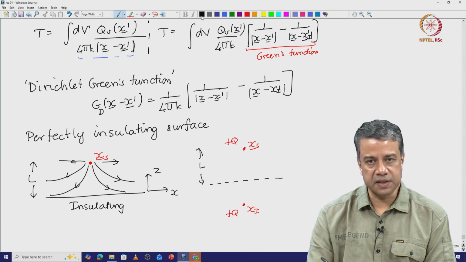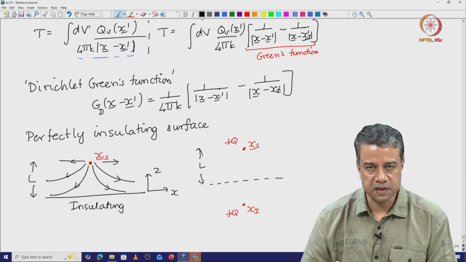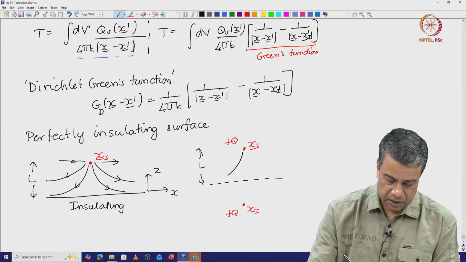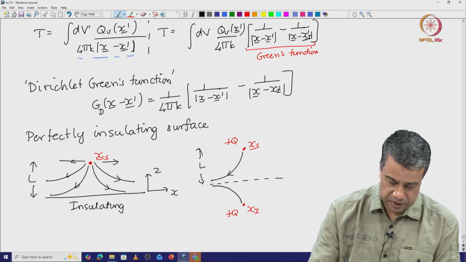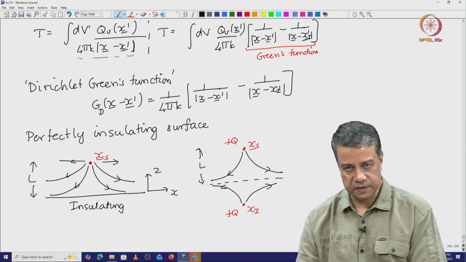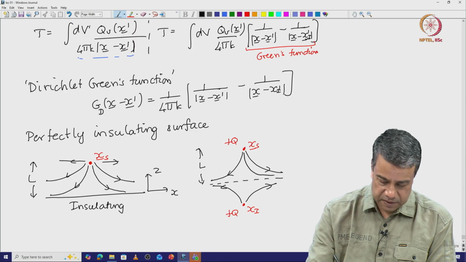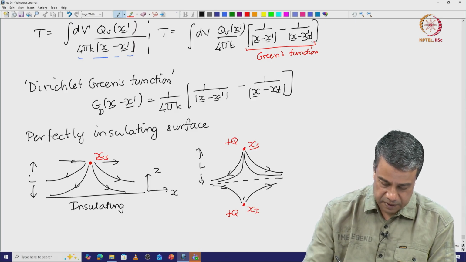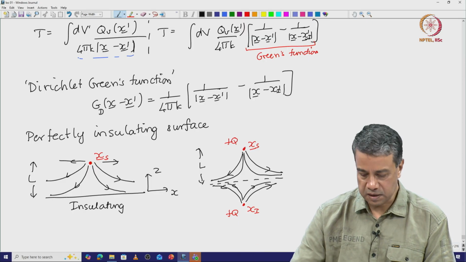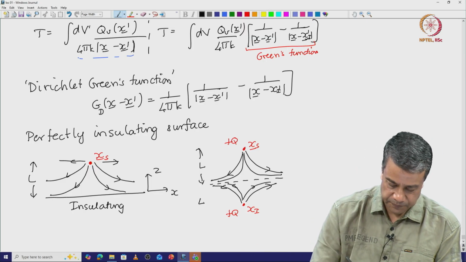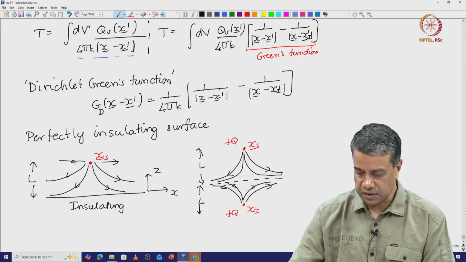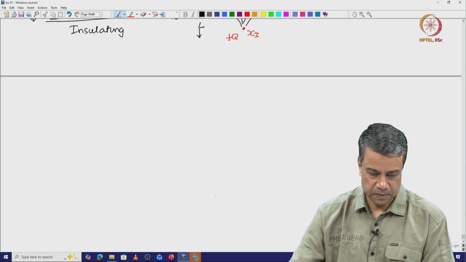And if you have this configuration, you can easily see that since the heat flux lines are outward from each source, at the plane of symmetry, the heat flux lines have to go parallel to the surface. And this basically satisfies the boundary condition at the surface. The fact that there is no net flux at the surface is satisfied by putting a source at a distance L below the surface. So, for a perfectly conducting surface, you put a sink, and for a perfectly insulating surface, you put a source at a distance L below the surface.